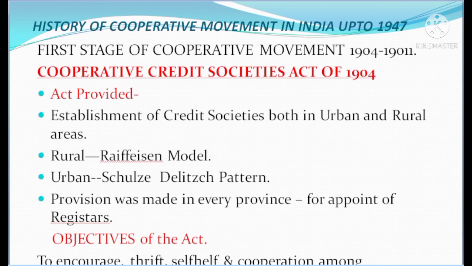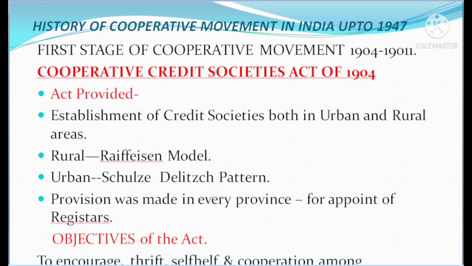So let's begin. This act provided for the establishment of cooperative credit societies both in urban and rural areas. That means by this act, legal position was given to only cooperative credit societies. Other societies were not included in this act. It was meant for both urban and rural areas. The model for rural areas was the Raiffeisen model and the model for urban areas was the Schulze pattern. The Government of India adopted these two models because Germany is said to be the birthplace of the cooperative movement in the world. These persons belonged to Germany.